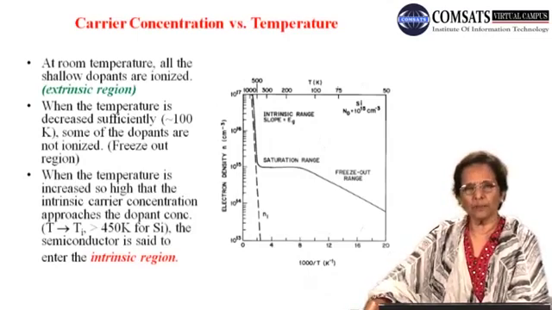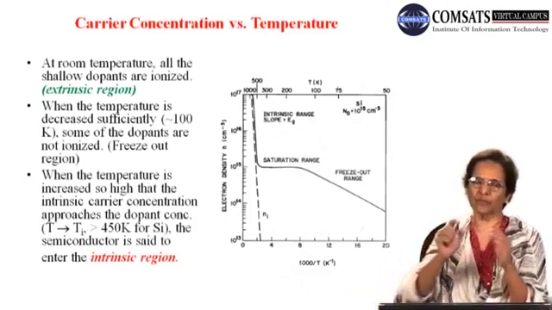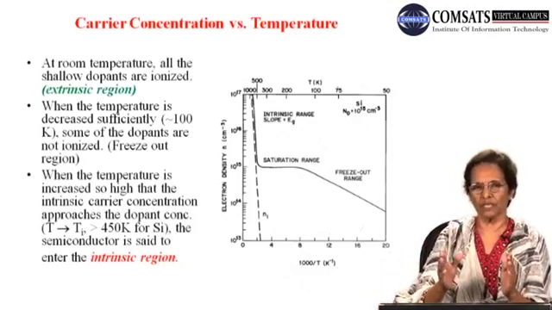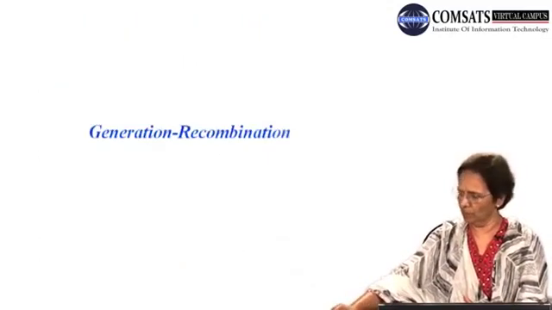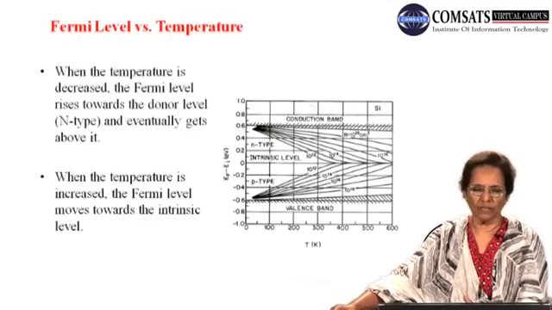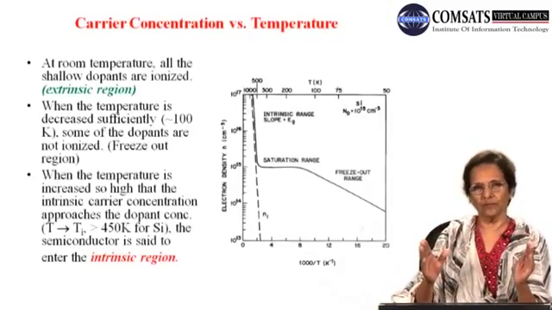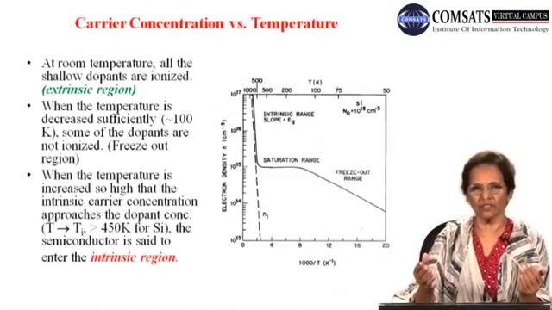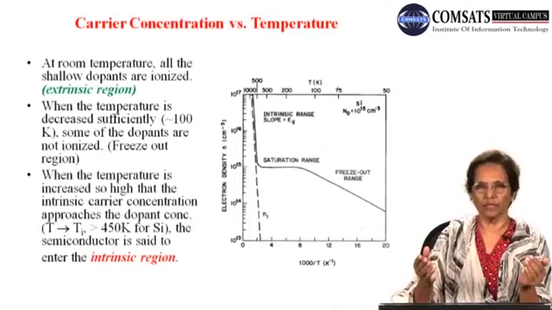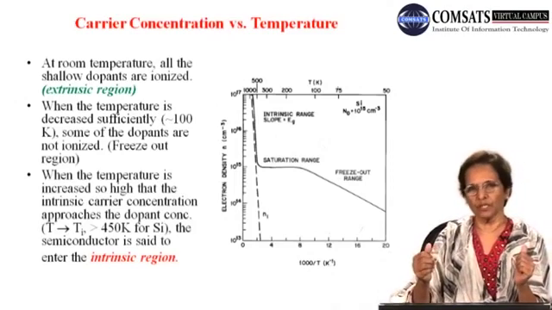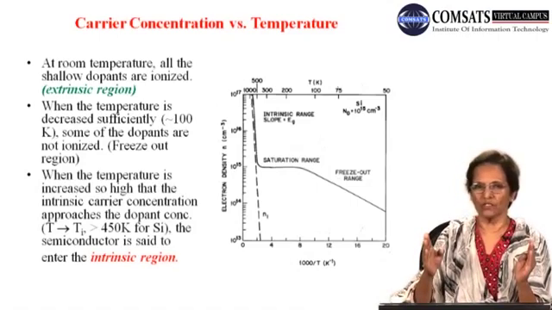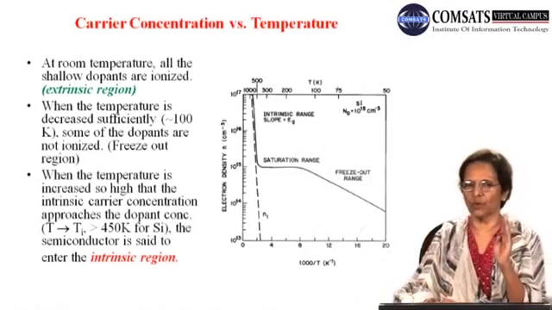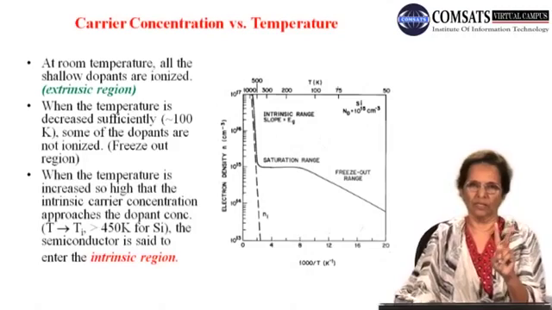So I will repeat once again that you start off with an intrinsic material at a given temperature. Then you can enhance the carrier concentration by doping a particular impurity. So the carrier concentration increases and the material is no longer intrinsic.